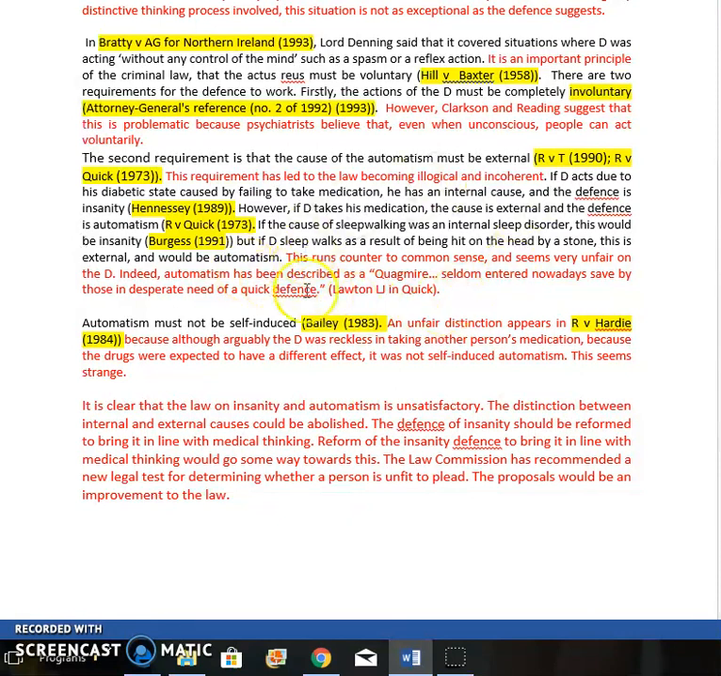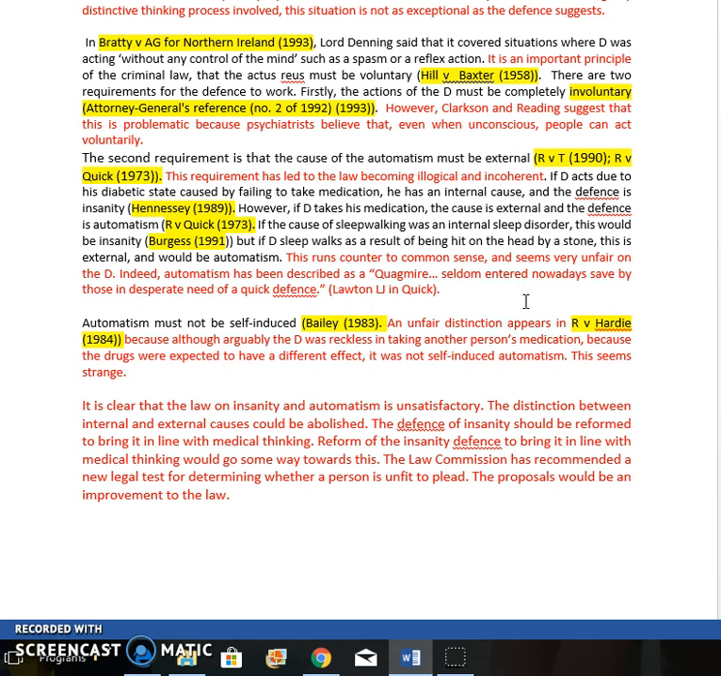This goes completely against common sense. This is my AO2 point here. Seems very unfair on the defendant. I've got a quote here from Lawton LJ, in the case of Quick actually. Lawton said that automatism is a quagmire, seldom entered nowadays, save by those in desperate need of a quick defence. So he's pointing out that it's a very problematic defence, which of course is what the question is asking you.